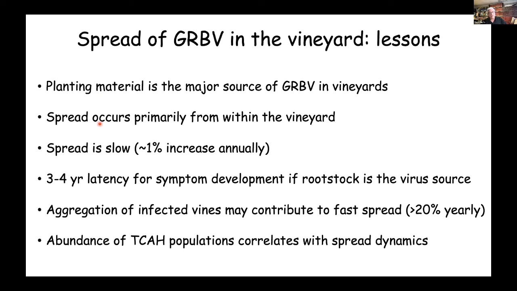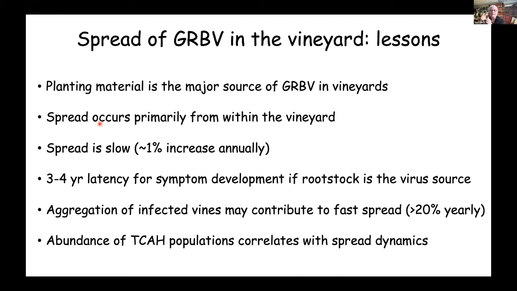What we have learned by doing epidemiology work is that spread occurs primarily from within the vineyard. In other words, if you have established diseased vines, this is where the virus will be spread out by the insect vectors, rather than an influx of virus from the outside within the vineyard of interest. I'm not saying that there is no influx from outside sources. I'm just saying that the primary occurrence of spread is explained from within the vineyard.